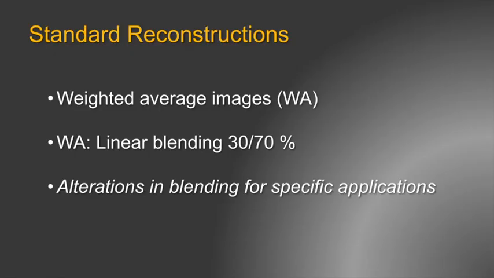Now, the other main type of reconstruction to be aware of is the weighted average image if you're using a dual source DECT scanner. A linear blending of 30% of low energy acquisition and 70% of high energy acquisition is typically considered equivalent to a standard single energy CT. Somewhat similar to the principle of different energy VMIs, alterations in blending for weighted average images can be used to enhance different characteristics of interest on these images.